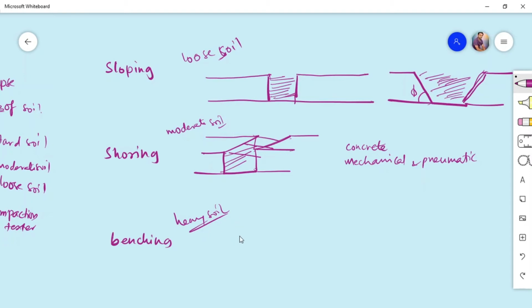Okay, so the excavation is deep. By using this benching method, we have two uses. One, we can use the benches as steps to enter the excavation, and second, the excavation will not collapse so easily.